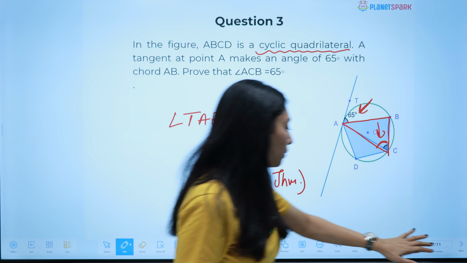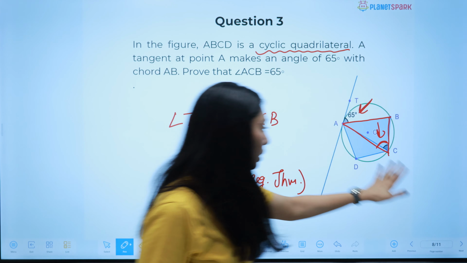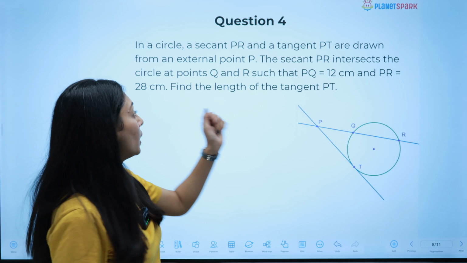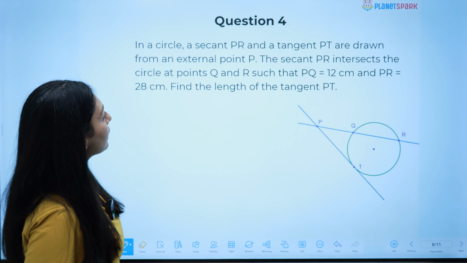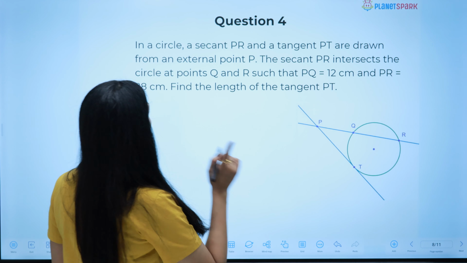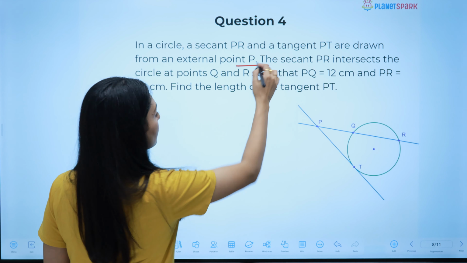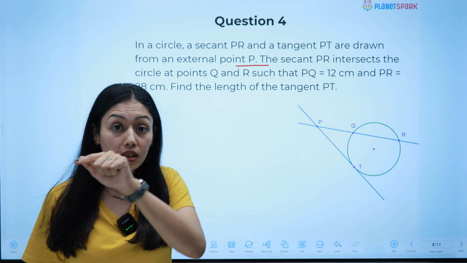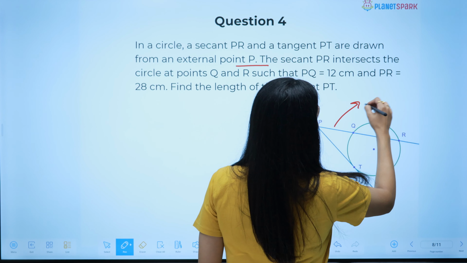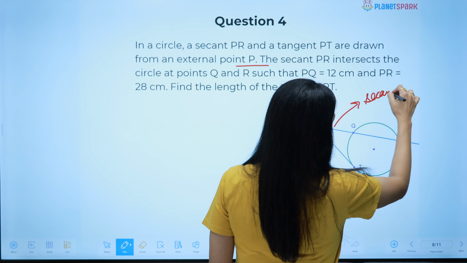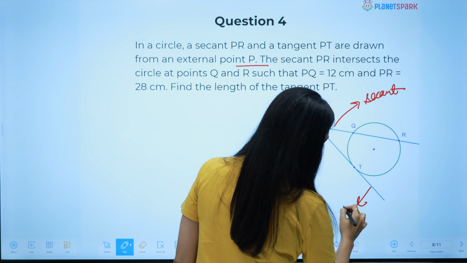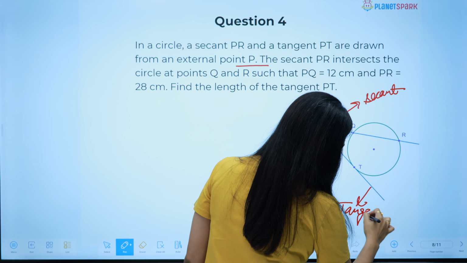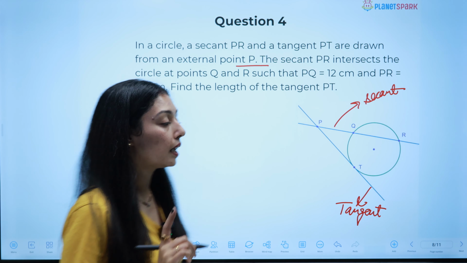Okay. Next one, everybody. We have cyclic quadrilateral was given just to confuse you. Next one. In a circle, a secant PR and a tangent PT are drawn from an external point P. Secant means it will be intersecting at 2 points. It will pass through the circle. Right? So, this is the secant. And this is the tangent. It will just touch the circle at one point.